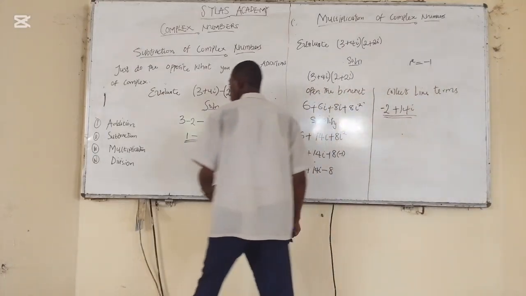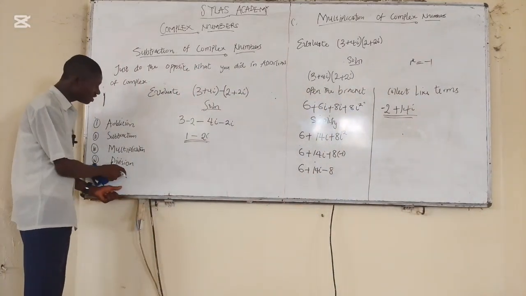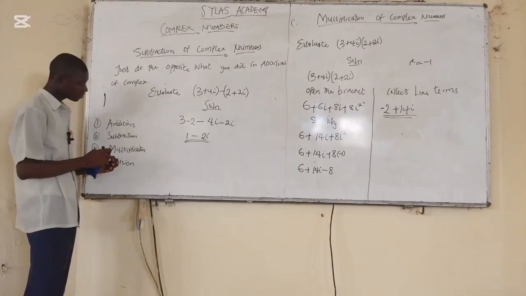Now let's solve for the last one, which is the division of complex numbers.